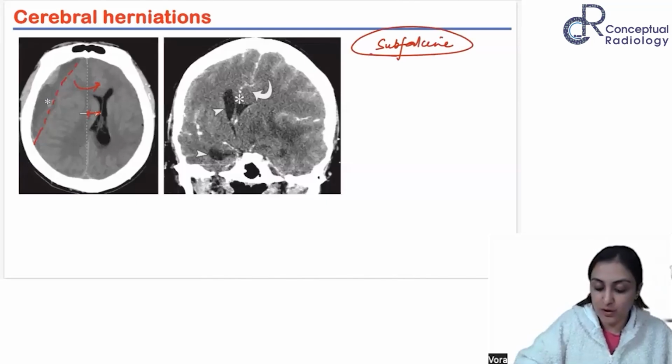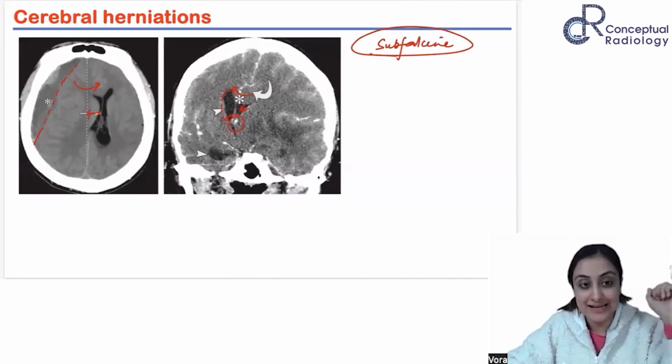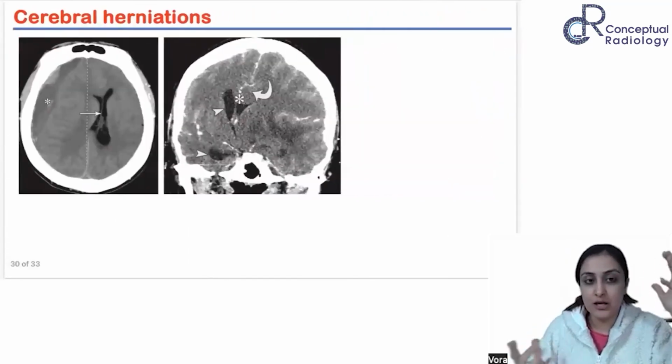So this is your subfalcine herniation. You can see it on the coronal view and you can see how it can compress the foramen of Monro. It will efface the ipsilateral lateral ventricle and the contralateral one will be dilated. Okay, so this is subfalcine herniation.